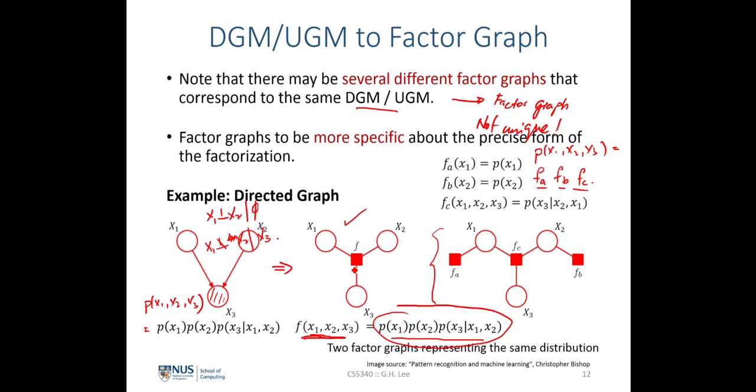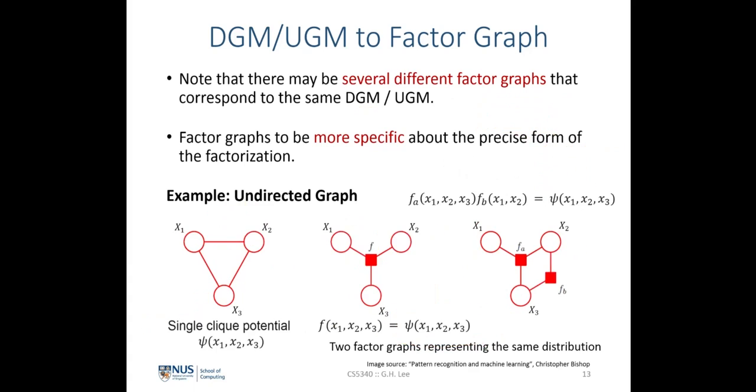But in the factor graph over here, since there's no concept of d-separation, neither is there a concept of Markov property, we cannot read off the conditional independences from the factor graph, even though we have converted the directed graph into a factor graph. This means that the conditional independences are lost in the conversion.